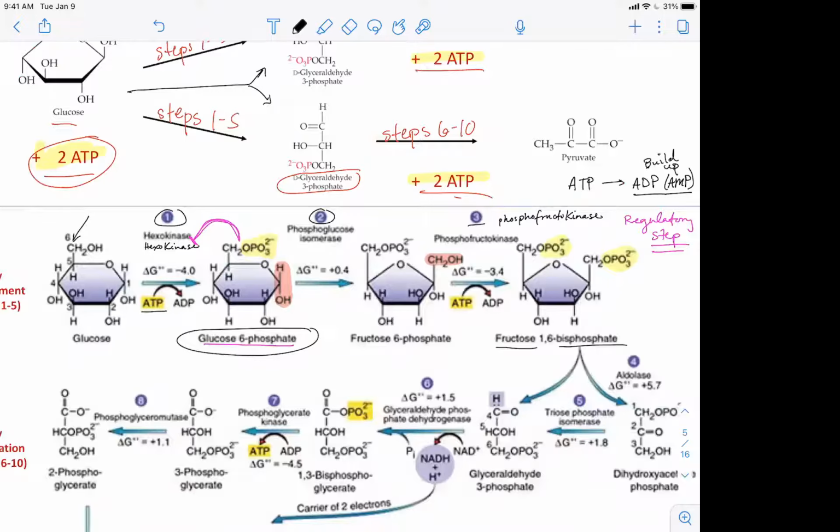You said citric what? Citrate. It's like the anion form of citric acid. Citrate.